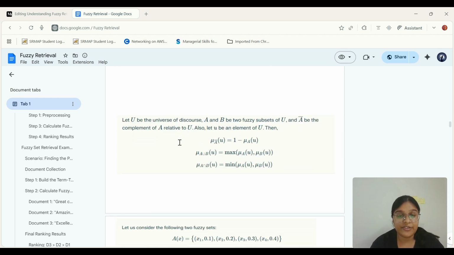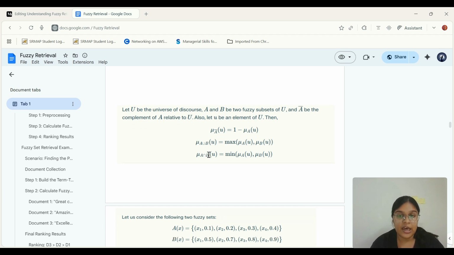So here we find the universal operations for calculating the membership as well. Like we have our negation operator, we have our union and intersection. We have to understand that whenever we are finding a union, we take the max of the two terms, and when we are finding the intersection, we take the minimum of those terms. And of course for complement, it will be 1 minus mu of A with the universe.